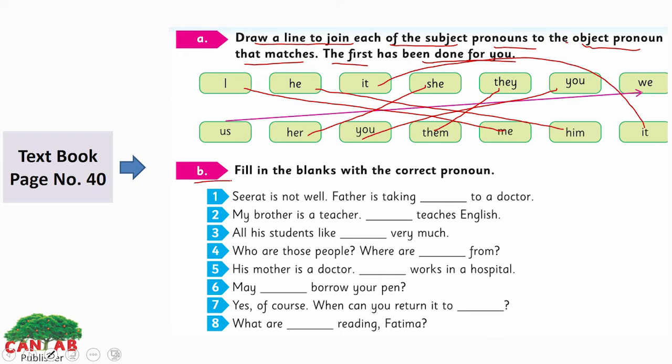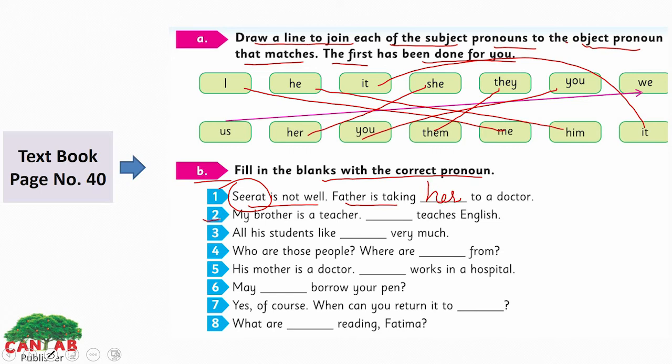Section B here: fill in the blanks with the correct pronoun. Sirat is not well. Father is taking to a doctor. Sirat is here the feminine noun. So, which pronoun will we choose here? Father is taking to a doctor. Try pronouncing any sentence, and choose the pronoun that seems grammatically correct. So the father is taking what? Yes, her to a doctor.